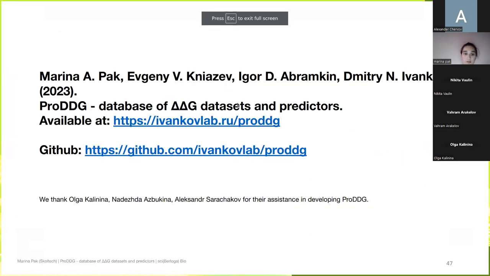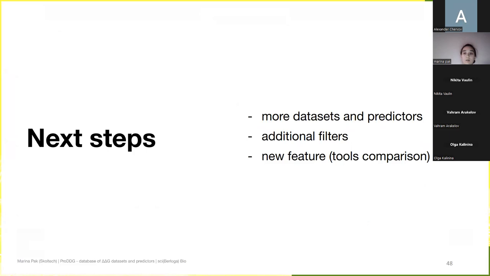That was about the database. And as for our next step, as was already mentioned, we want to implement some new features connected with the comparison of tools, namely with the availability of predictors for predictors. Also, despite we released the database, there's much to improve, from small bugs to adding more data sets and more predictors and implementing additional filters. So we are on it.